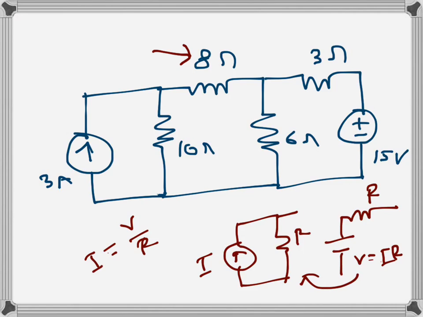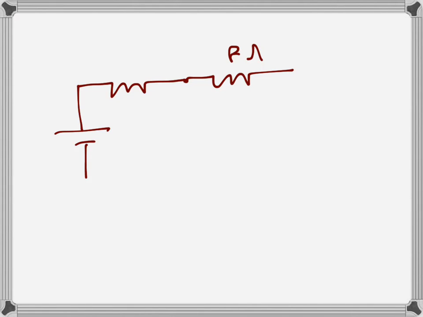So I will first convert this into a voltage source and a series resistance, and then our 8 ohms, which we will have to keep intact. So this is 8 ohms, and this will be 10 ohms, and we will have 30 volts, because 10 ohms multiplied by 3 amps will be 30 volts.